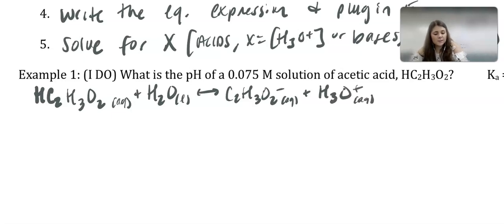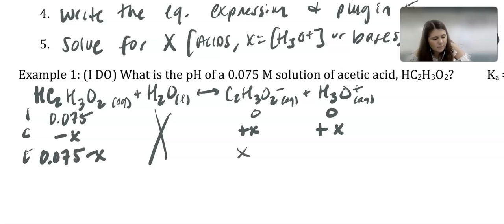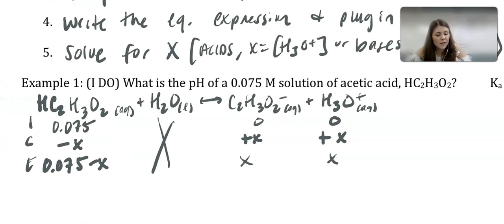Now I'm going to complete my ice table. So here, this is 0.075. Water will always be an empty column, and you're going to have 0 and 0 of your products because this is before it was dissolved. Here, minus X, plus X, plus X, then plug everything down. So since our Ka was 1.8 times 10 to the negative 5, I'm going to assume negligible X.